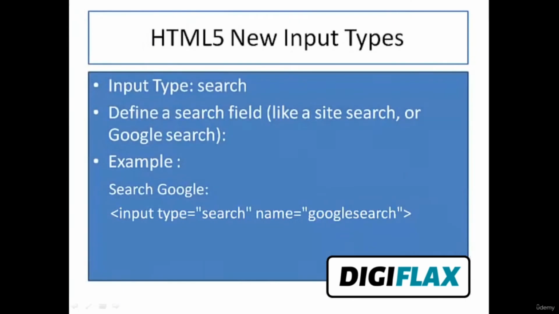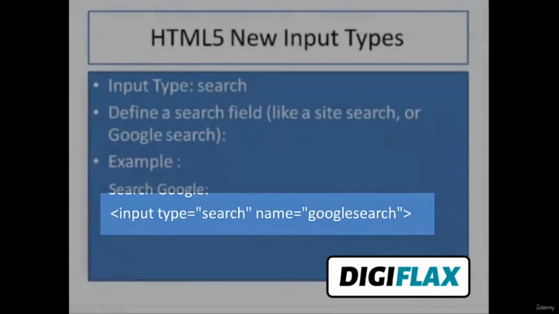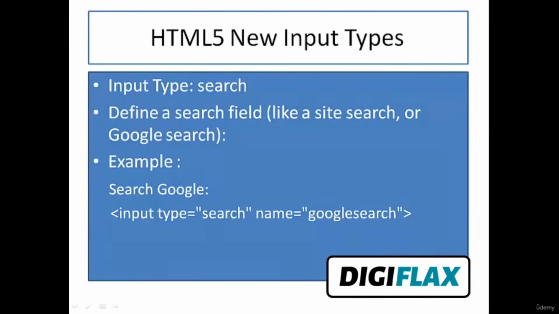Next in our list is search. It defines a search field like a normal site search or a very popular Google search. So input type is search, and we also provide the name here. If we want to process these elements, we need to use server-side languages like ASP.NET, PHP or JSP.